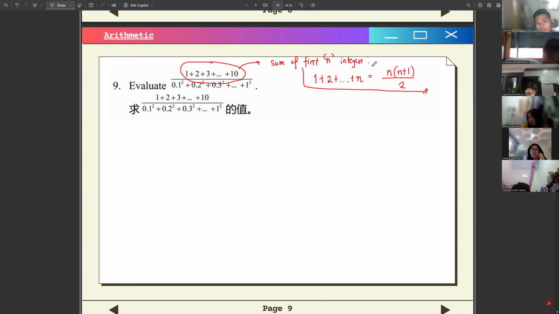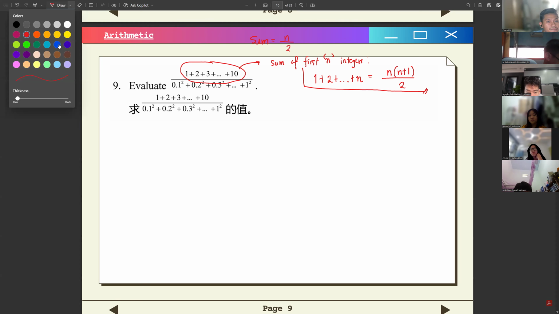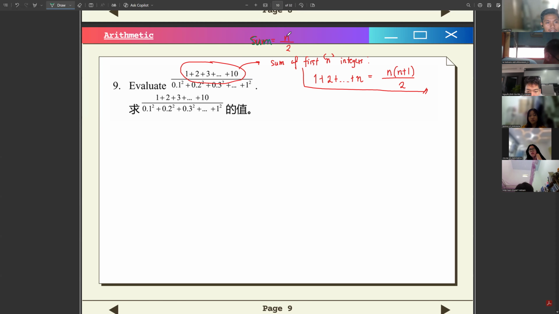So this is just derived from your arithmetic sum, right? Since this is just an arithmetic sequence with common difference 1, you can derive it from that. Right? If your arithmetic sum is n over 2, let's use a different color, the sum is n over 2, first term plus last term.